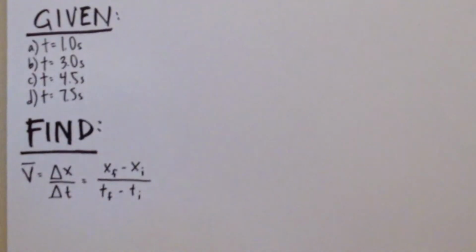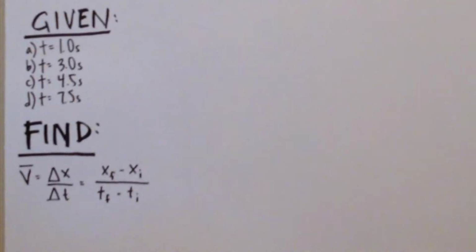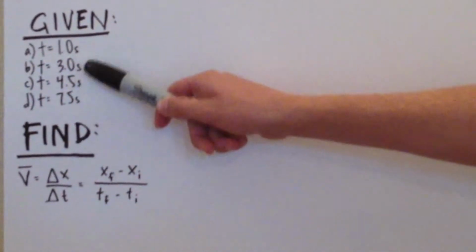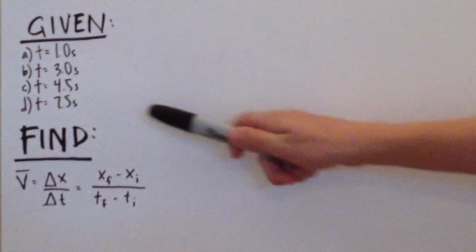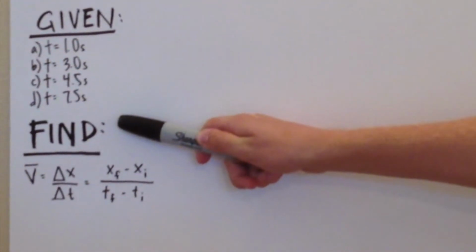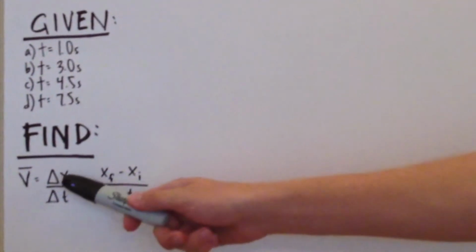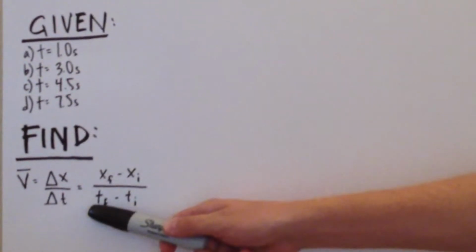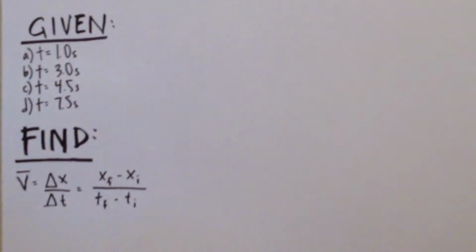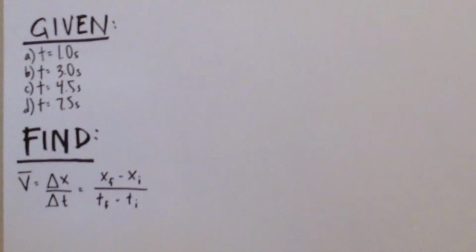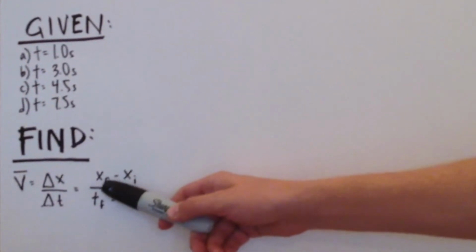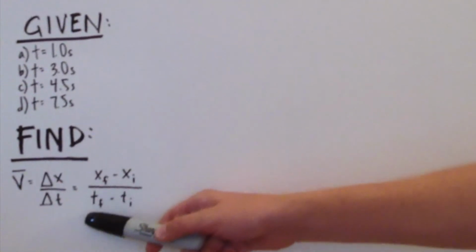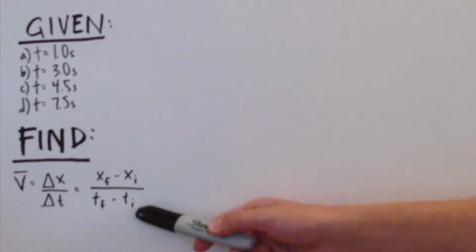Now it's important to note that these seconds are our givens. 1, 3, 4.5, and 7.5. And they want us to find the instantaneous velocity, which in other words is delta distance over delta time. And what the delta means is the change in. So another way of saying that is the final distance minus the initial distance over the final time minus the initial time.